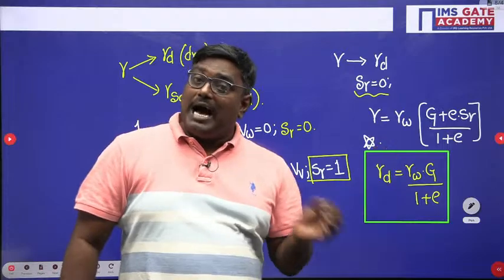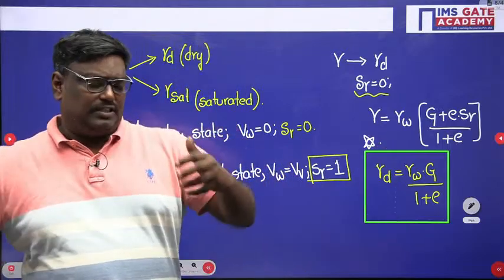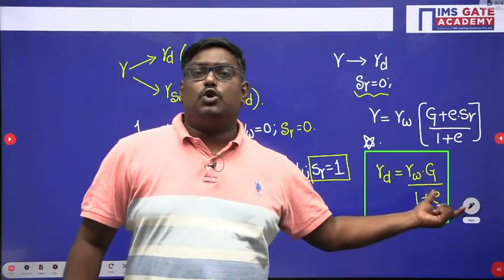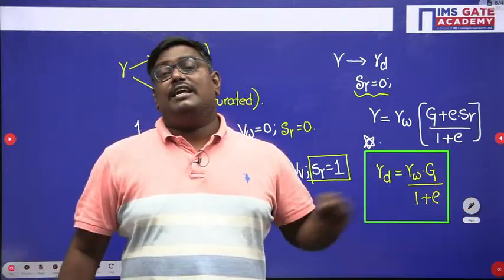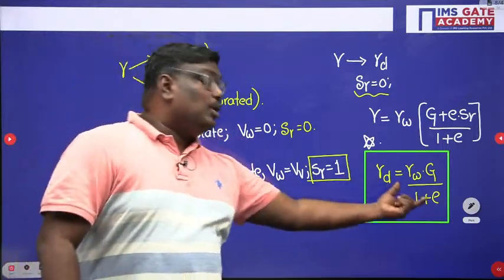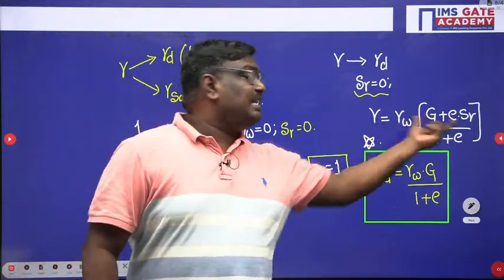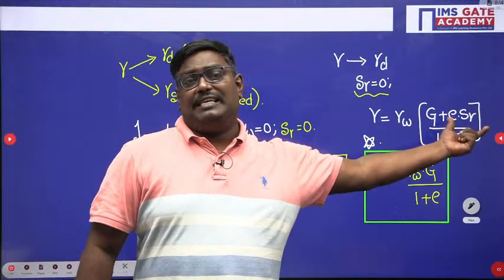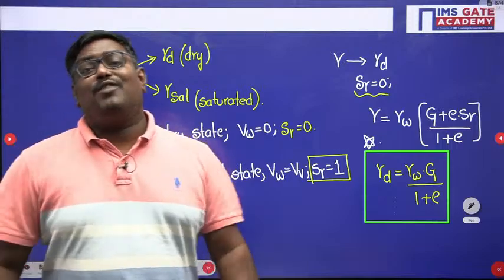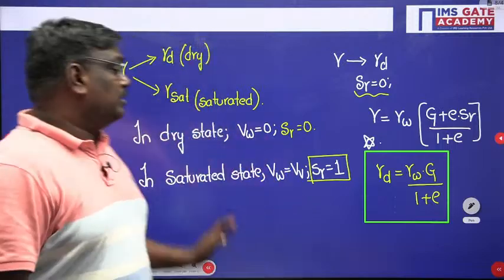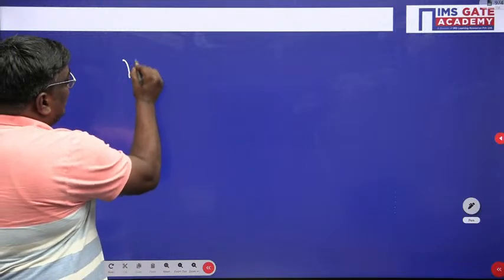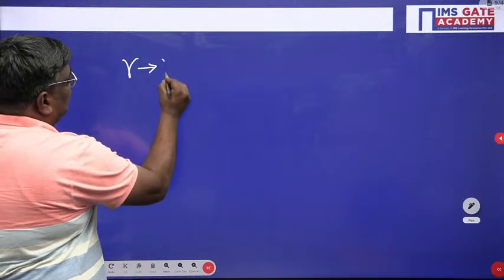Because gamma W is a constant and the true specific gravity is also constant. Only the unknown here is void ratio. So with this equation, there is only one unknown. You can find out that unknown. But if you see gamma is equal to gamma W into G plus E SR, there are two unknowns. One is void ratio, other one is degree of saturation. Agree, my dear students?